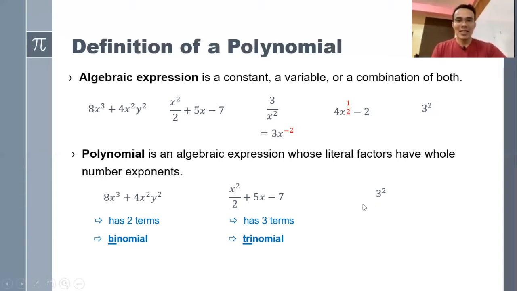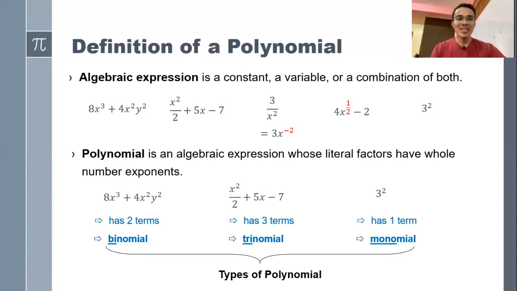And for the last polynomial, 3 squared, it has only one term. And if a polynomial has only one term, then it is called a monomial. Monomial from the prefix mono means one. These are the types of polynomial. We have monomial, one term, binomial, two terms, trinomial, 3 terms.